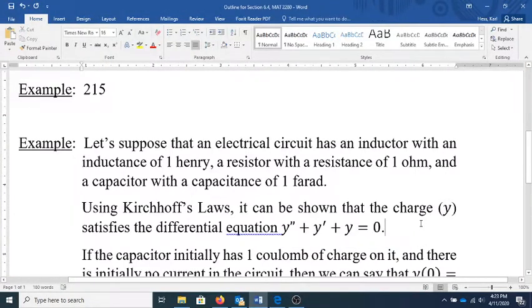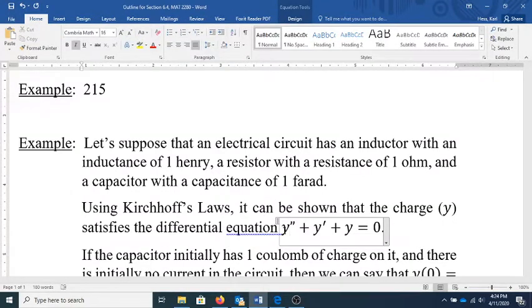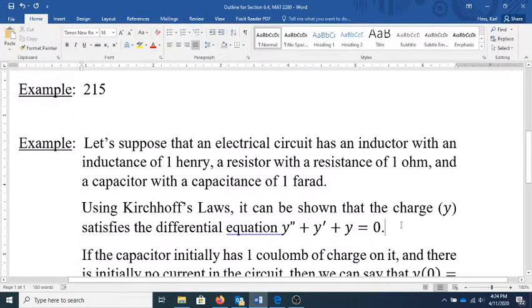So to satisfy all of those conditions in our differential equation, those numbers, which are all ones, become coefficients here. That 1 Henry becomes a coefficient of 1 on the second derivative of y, and that 1 ohm becomes a coefficient on the first derivative of y, and for the 1 farad of capacitance, actually it's the reciprocal of the number of farads that becomes the coefficient of y. But suffice it to say that in order to find a formula for the charge on the capacitor as a function of time, we could solve this differential equation.